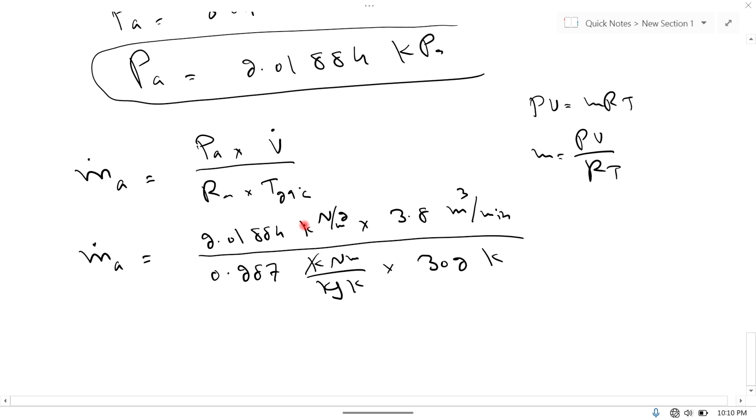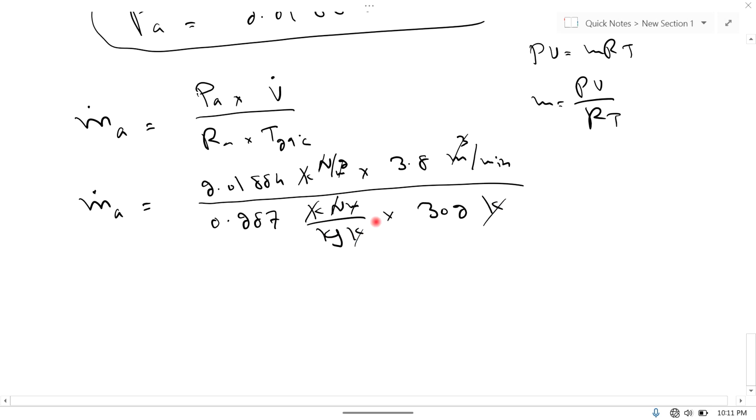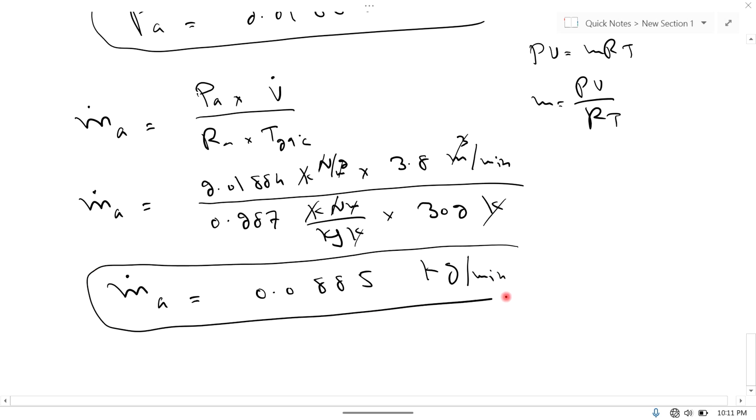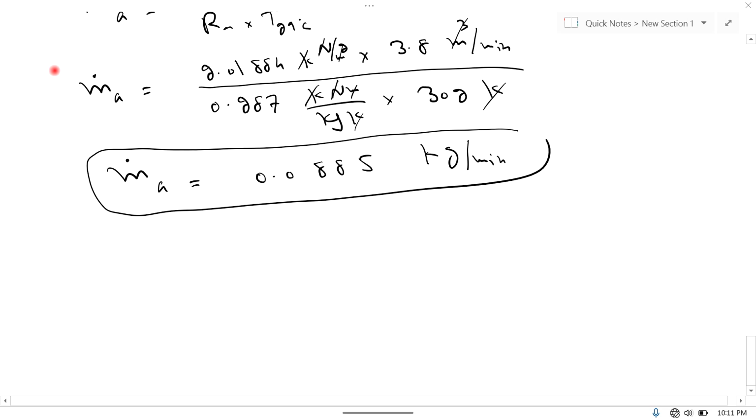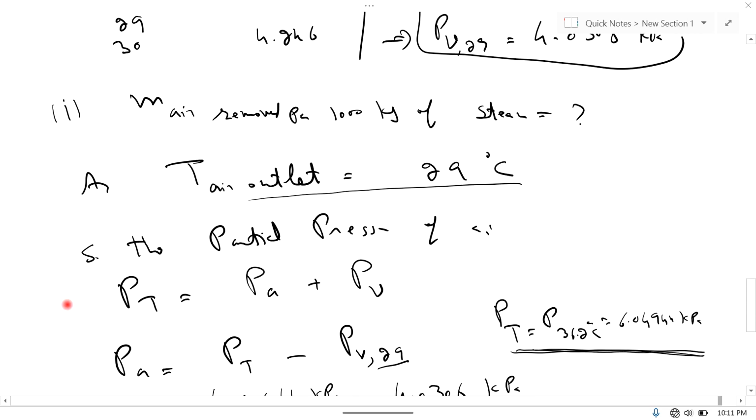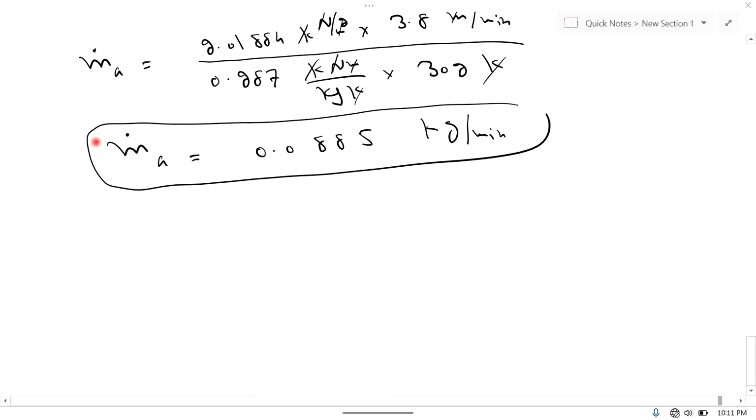So kilo is cancelled with kilo, Newton is cancelled with Newton, meter square and meter is meter cube, cancelled with meter cube, and Kelvin is cancelled with Kelvin. So this is kilogram per minute. So m dot A, calculating the value, is equal to 0.0885 kilogram per minute. But this is basically for 2000 kilogram per hour. Now what is required is to find the mass of air removed per 1000 kilogram, and the calculation is per 2000 kilogram per hour.